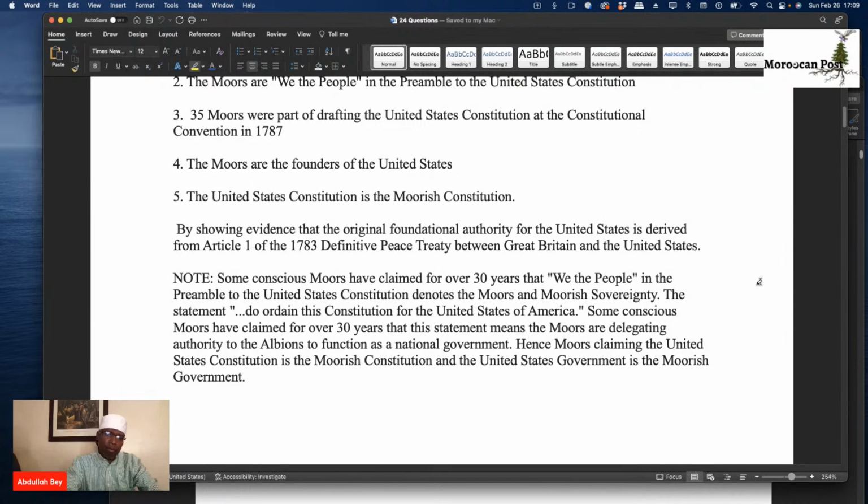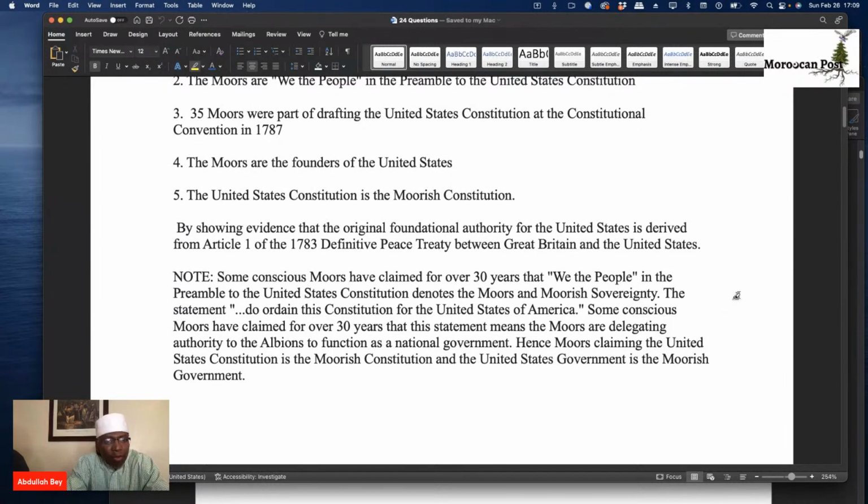Absolutely. So therefore, Moors and Masonry Part 1 will be revised. Yes, next year, because I want to put out this book, the 1783 Definitive Peace Treaty between Great Britain and the United States as the ruling authority for the United States. This is an excerpt of this book, coming out this fall, about November.